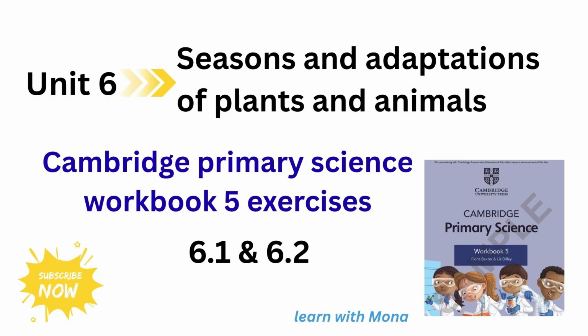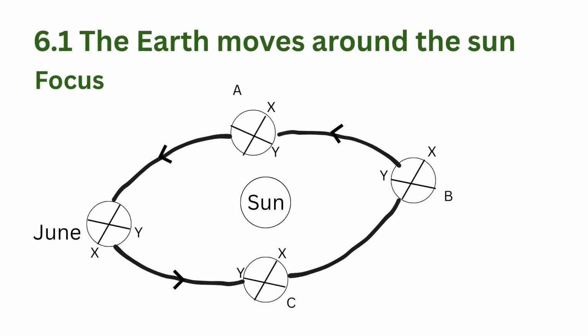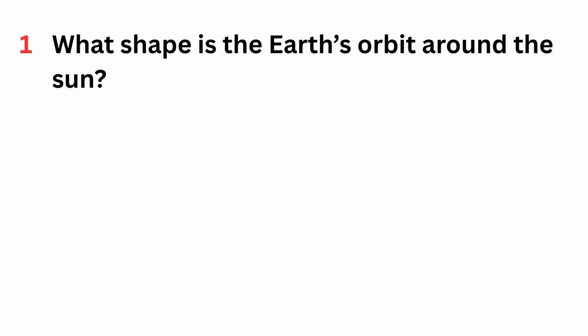Today we are going to do the exercises from Cambridge Primary Science Workbook 5. 6.1 The Earth moves around the sun. Focus. Question number 1. What shape is the Earth's orbit around the sun?